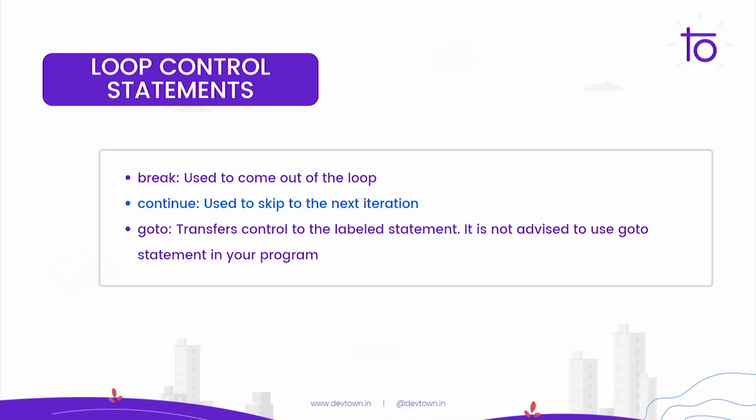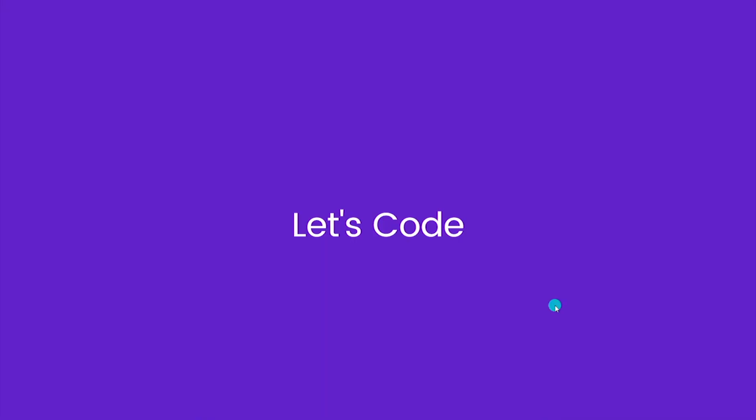So it does not come out of the loop entirely, but if the control comes over the continue statement, it will not execute any other statements within the loop after the continue statement, and instead it will just skip on to the next iteration and begin execution from there. And then there is the goto statement. Here it will transfer the control to another label statement, although you will not see goto being used as widely or as commonly. Now let's take a look at them in code.